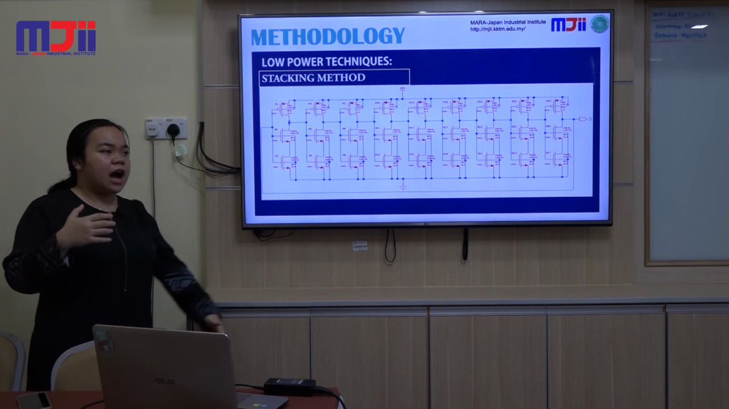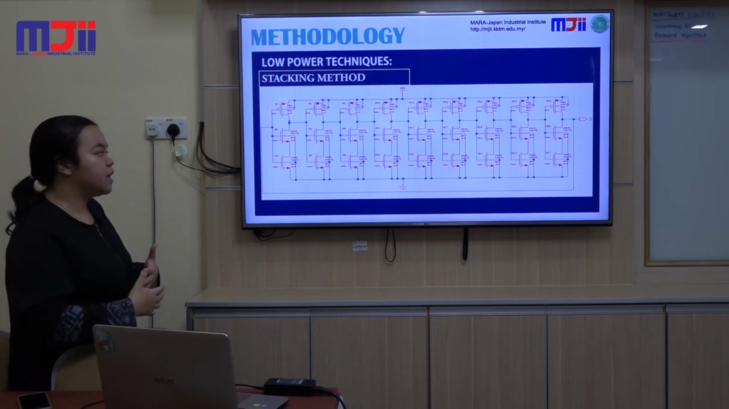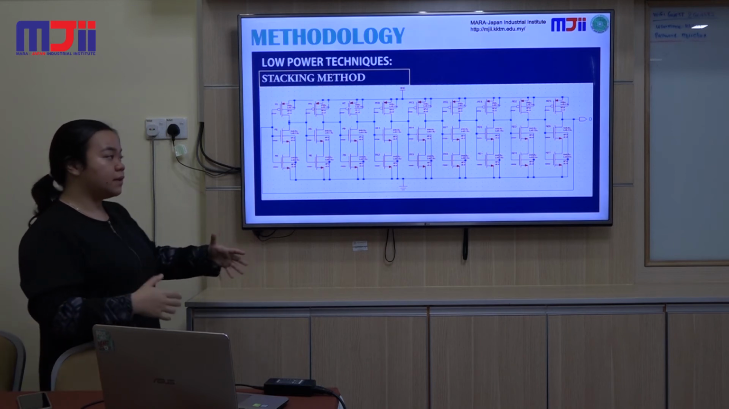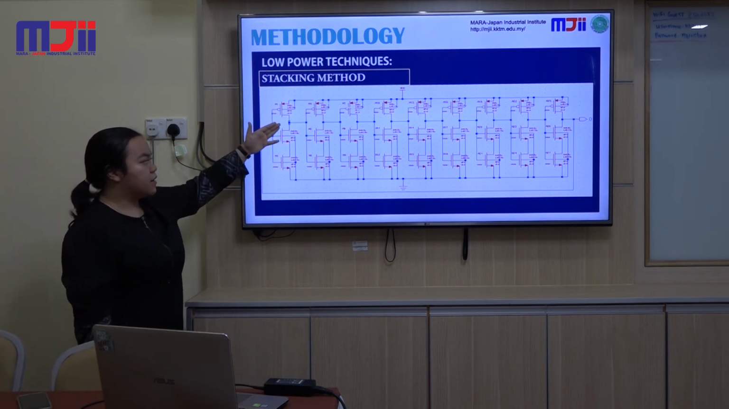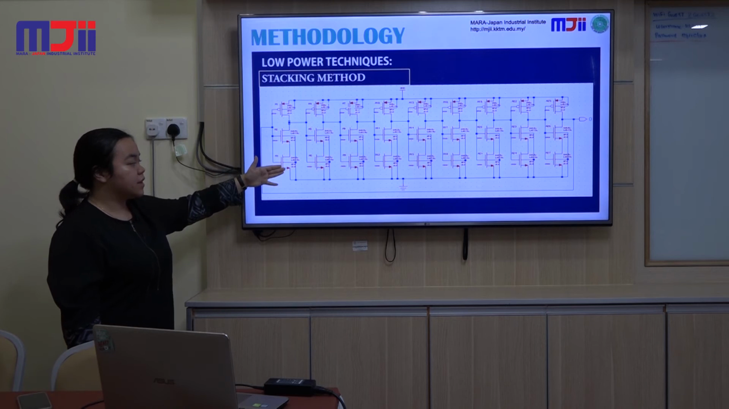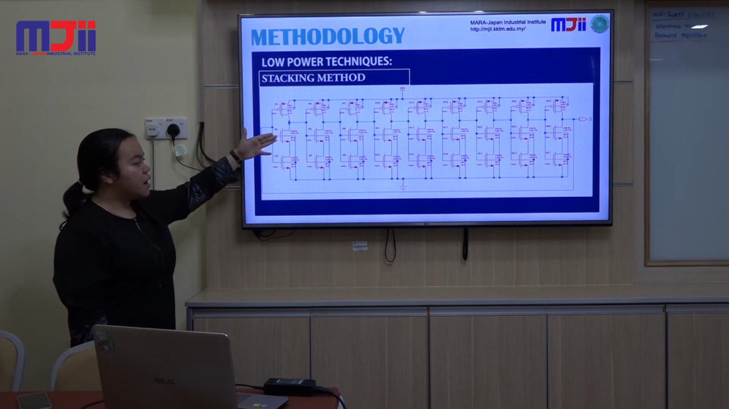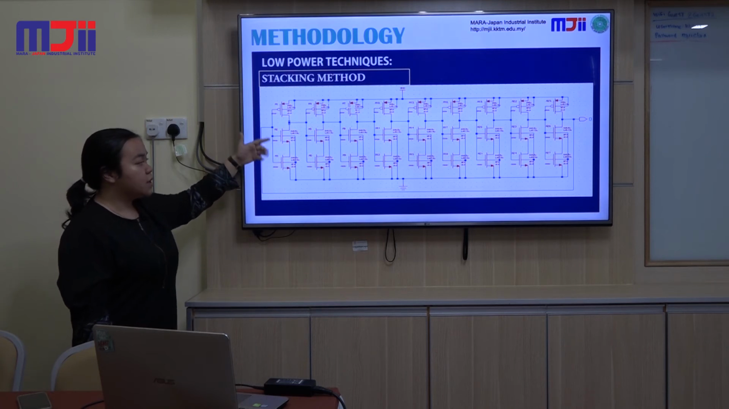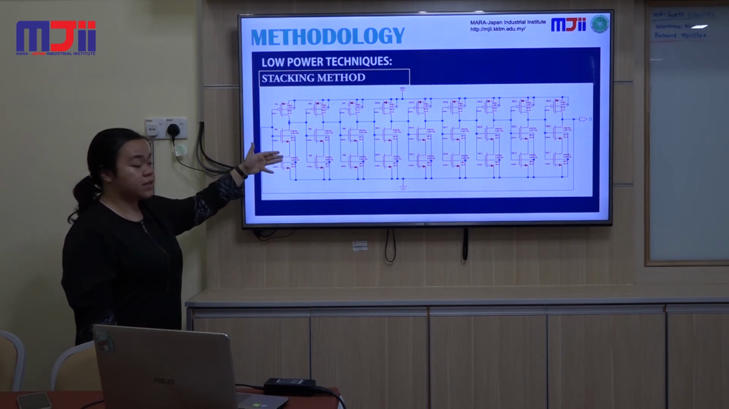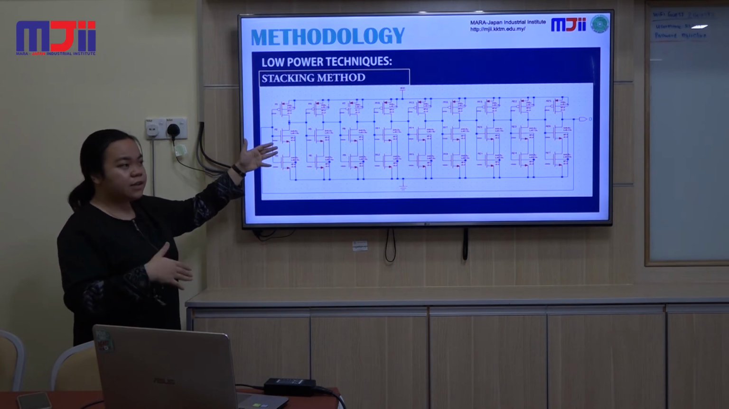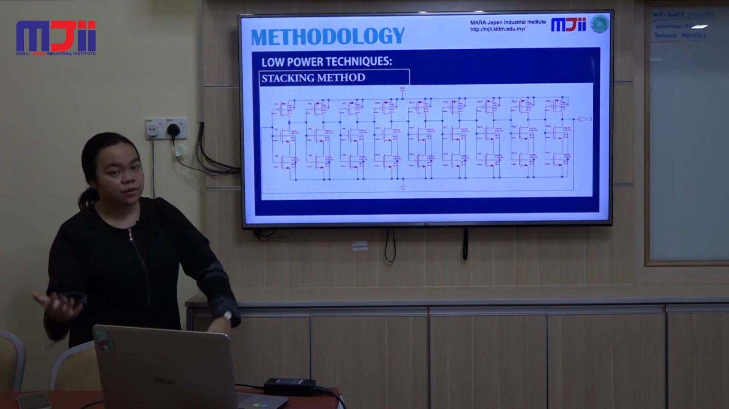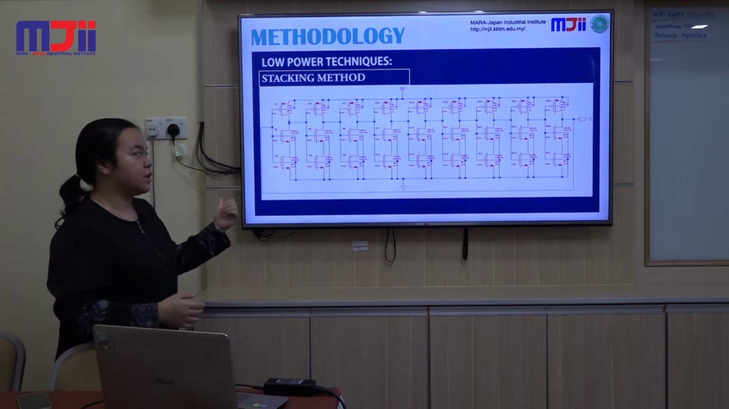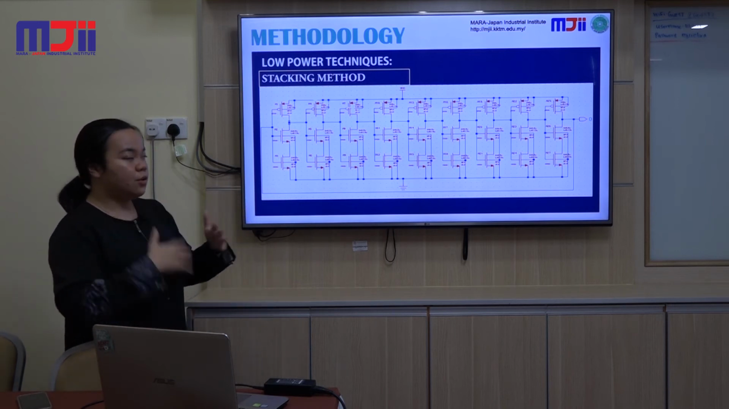The stacking method reduces power because it has a stack effect. A stack effect happens when there is current flowing through the stacking series circuit, but since there's a stack effect, one of the transistors is off, so therefore the current flowing through the circuit reduces. So when the current decreases, the power also decreases. That's why the whole circuit, as compared to the static CMOS circuit just now, is lower.